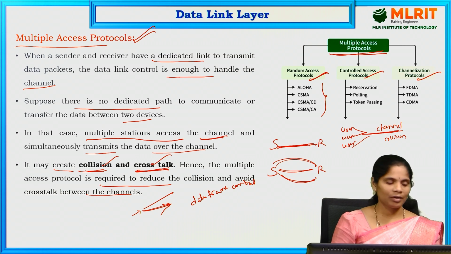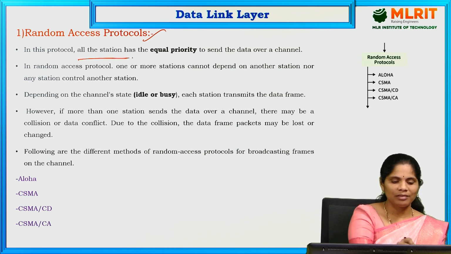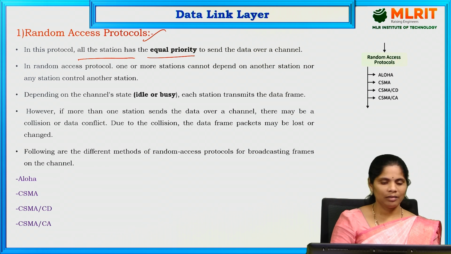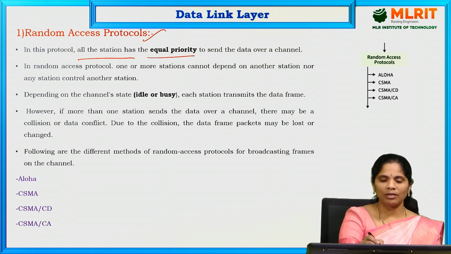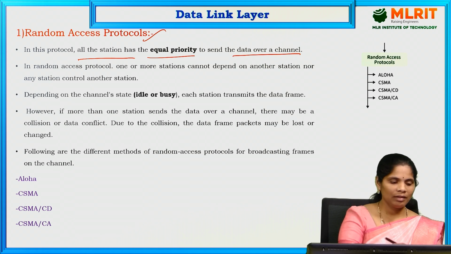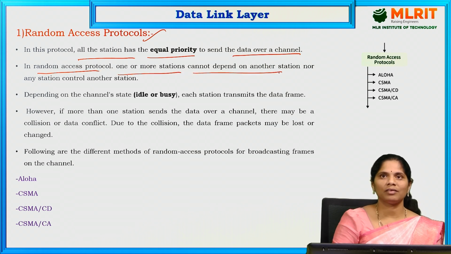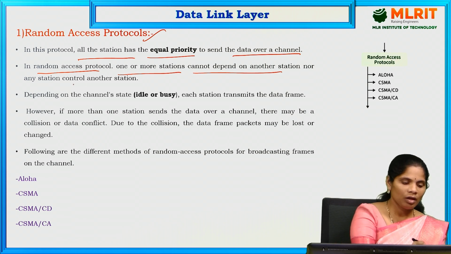Let us see what the random access protocols are. First one is random access protocols. What is a random access protocol? Here, in this protocol, all stations have equal priority. Each has equal priority to send the data over the channel. That is the random access protocol. In this protocol, one or more stations cannot depend on the other station. It is not dependent on the other station.